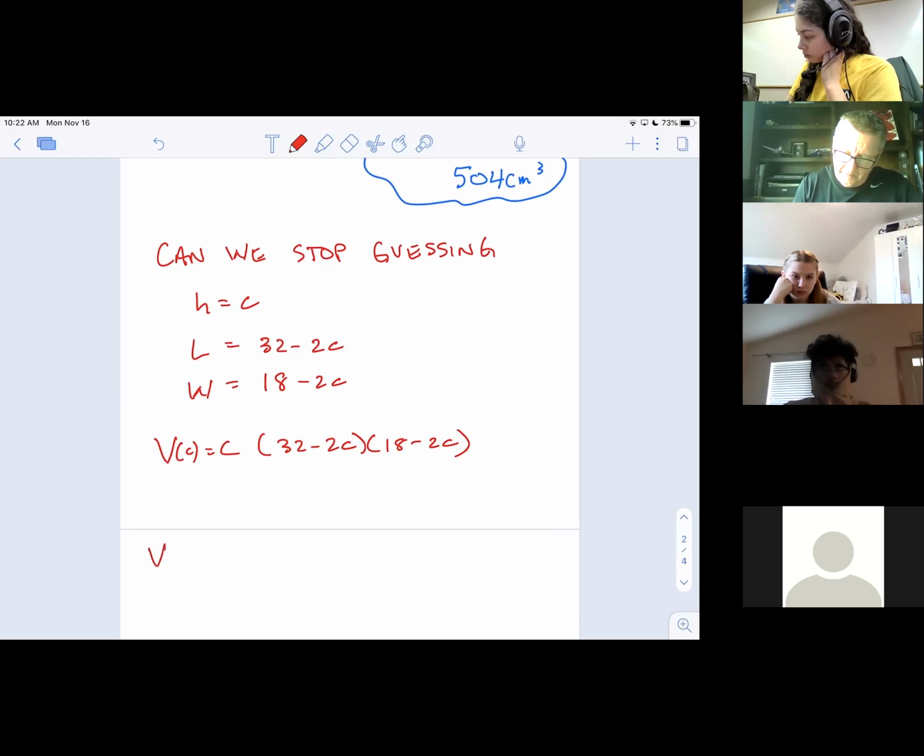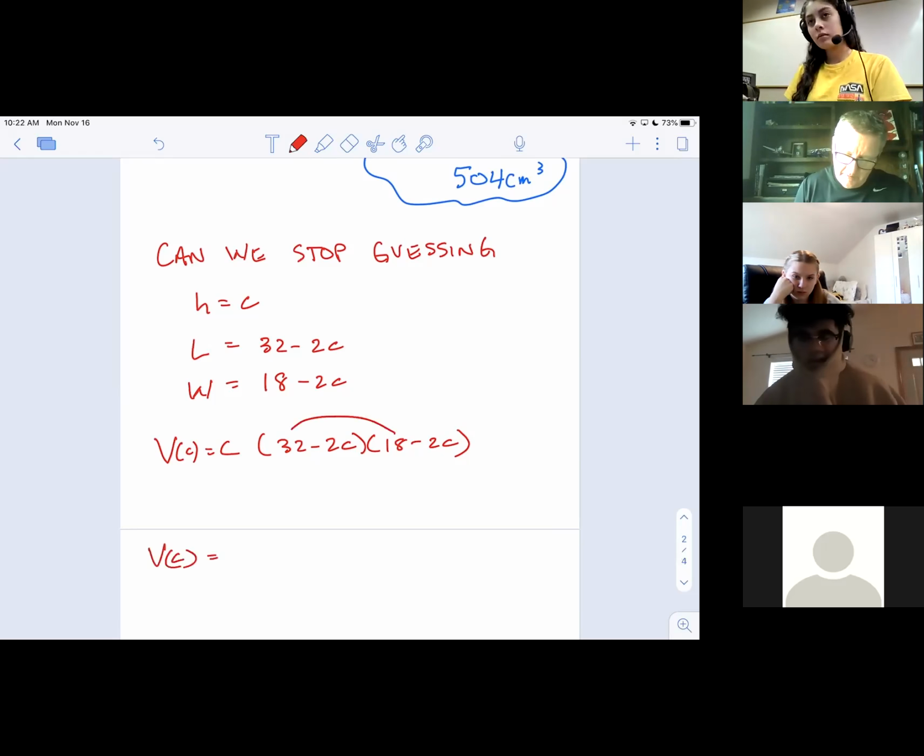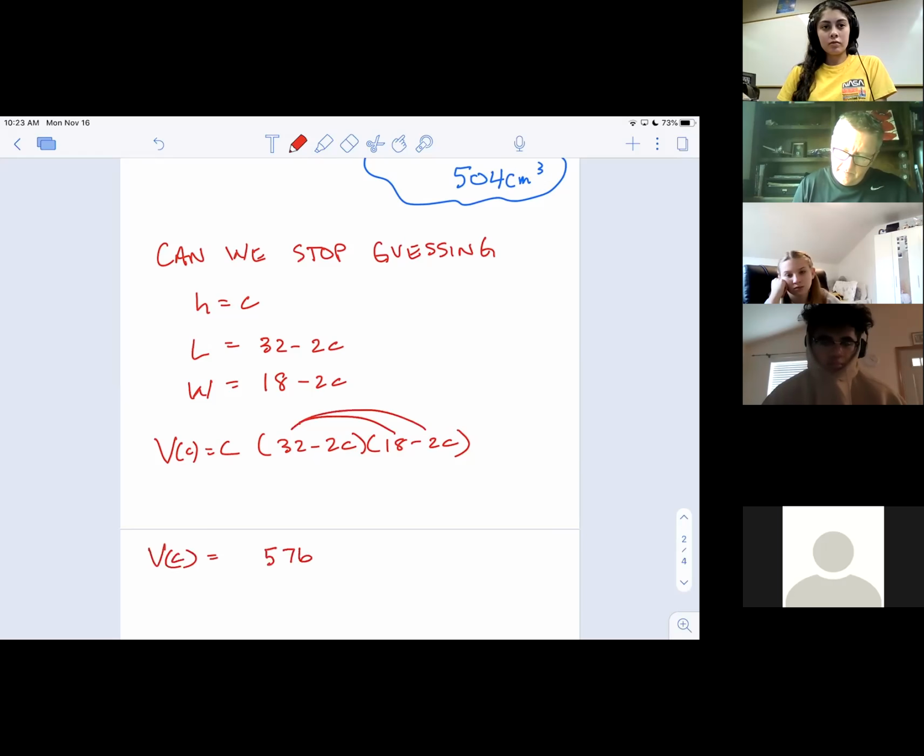I could multiply this out, like 32 times 18. What is 32 times 18? That's 576. So I have 576, and then I have 32 times minus 2, which is minus 64, and then another minus 36. So minus 64 minus 36, that's negative 100. That's nice. So that's negative 100c, and then finally 2c times 2c, negative times negative, is positive 4c squared. But then all of those are multiplied by this c up here, so that means this would get a c, and this would be a c squared, and that last one would be a c cubed.